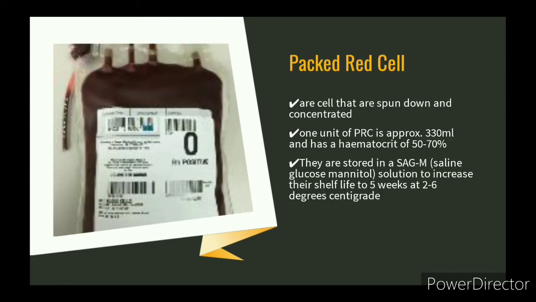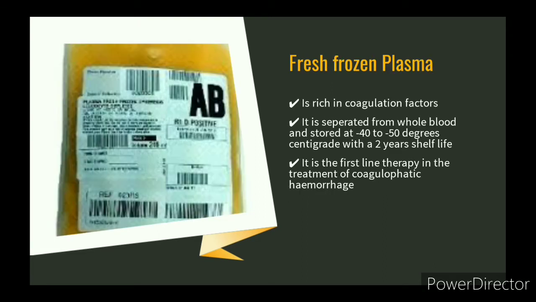Next, packed red cell. Yung packed red cell natin are cells that are spun down and concentrated. 1 unit of packed RBC is approximately 350 ml and has hematocrit of 50 to 70%. They are stored in saline glucose mannitol solution to increase the cell life to 5 weeks at 2 to 6 degrees centigrade.